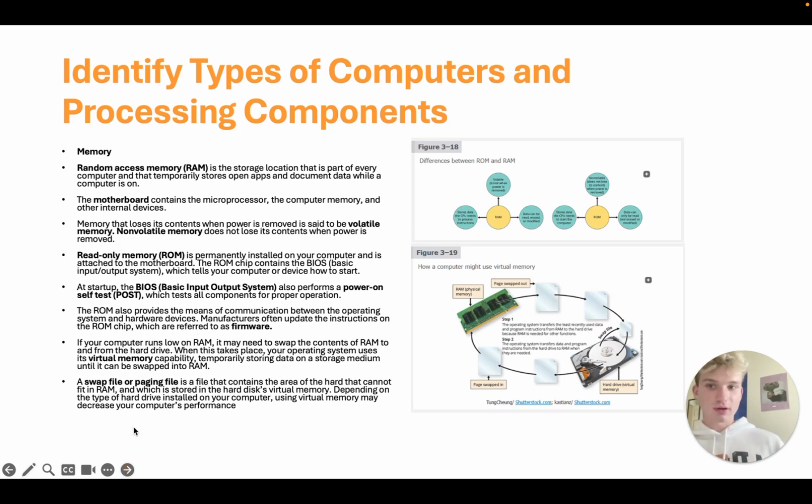We learned about RAM, which is random access memory. We learned about the motherboard, read-only memory, and BIOS, or basic input-output system.